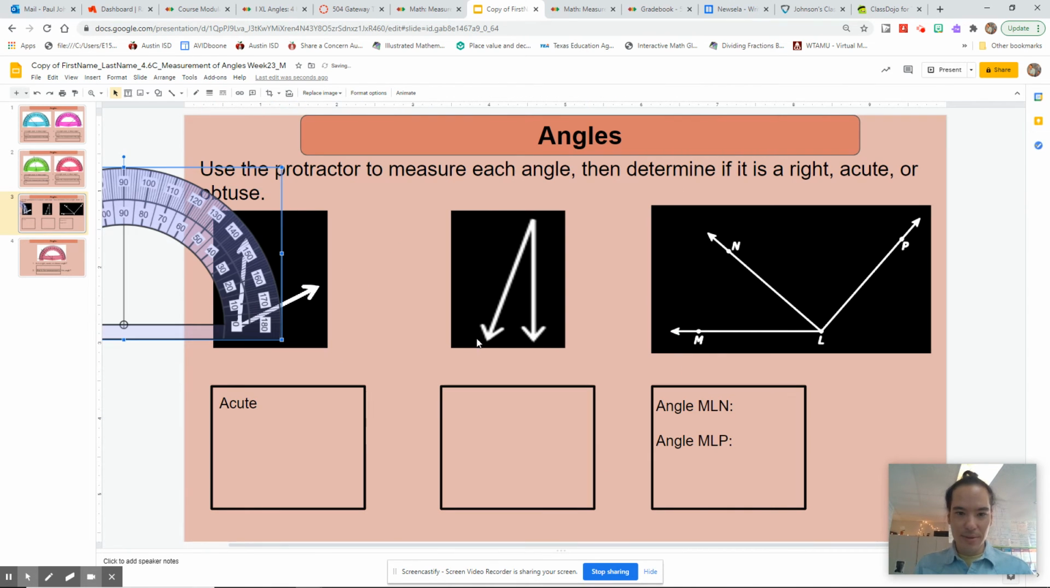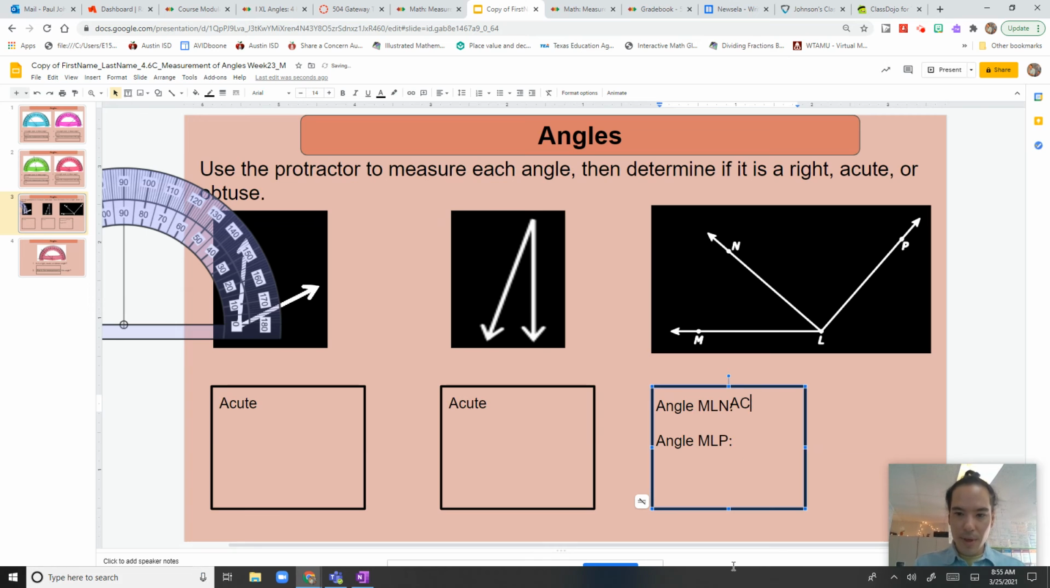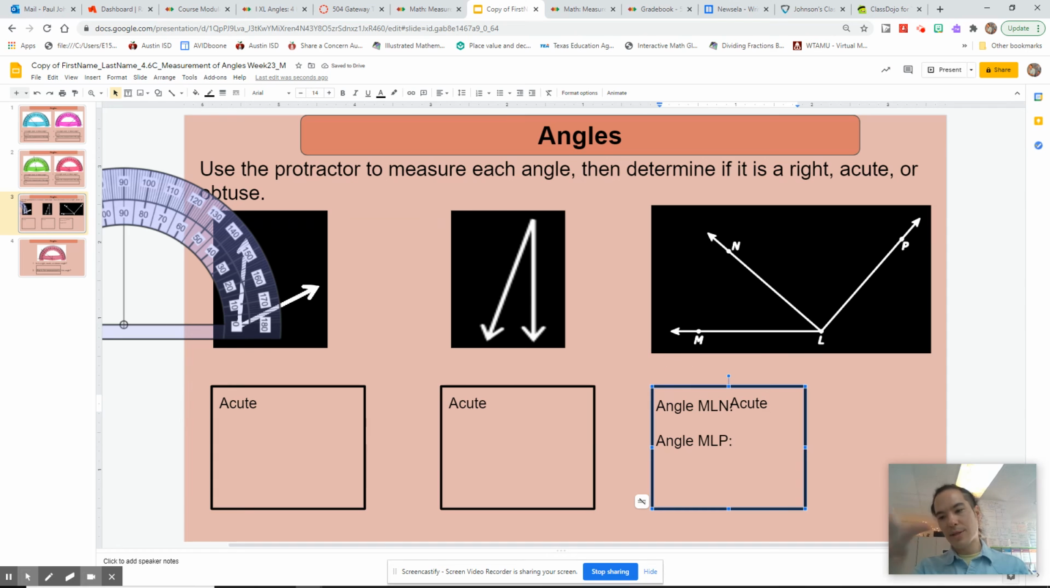Same thing with this one, even though it's upside down, as we can see, a 90-degree angle gets straight out that way. So this is smaller than 90 degrees. It's once again an acute angle. All right, if we're looking at angle M, L, N, we go from M to L to N. Once again, we see that that is smaller than 90 degrees. So angle M, L, N would be acute. And then angle M, L, P, and that looks like the chair that's bending over backwards. So angle M, L, P would be obtuse. There we go. Obtuse. This is a fun worksheet.